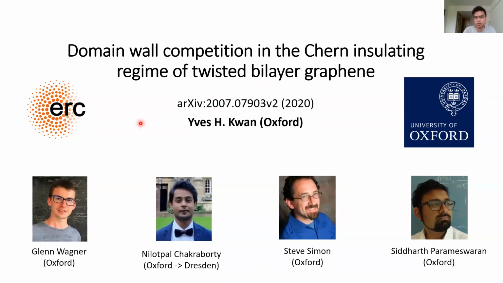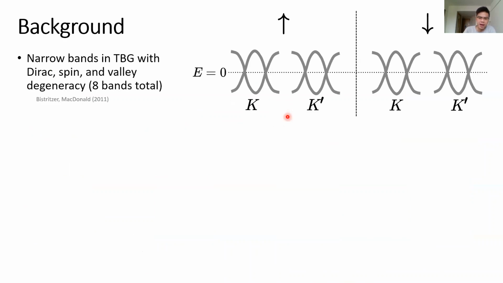In this talk, I'm going to give a brief overview of some work that we completed a bit over half a year ago. In this paper, we looked at the quantized anomalous Hall state in twisted bilayer graphene, and we studied the domain walls that can separate different symmetry broken sectors. So I'm going to start with some background.